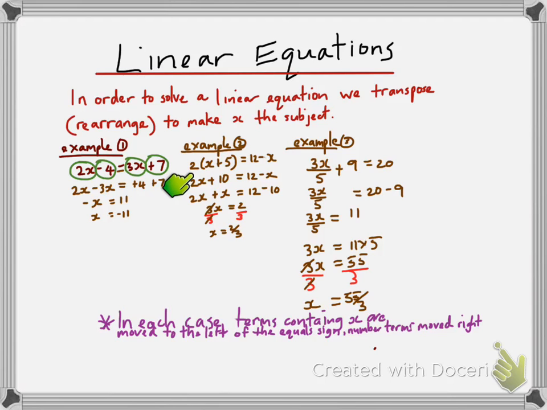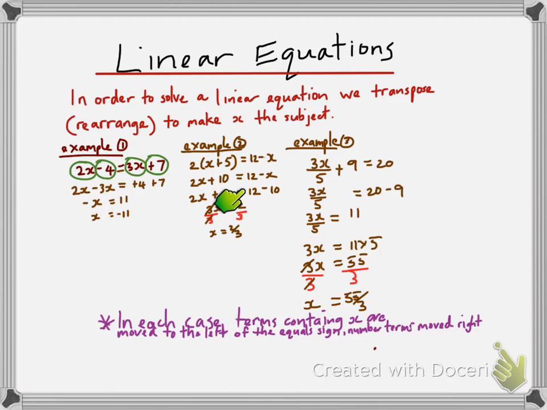As a general rule, it's a good idea to expand brackets first. So we need to multiply all the contents of the brackets by 2. 2 times x gives us 2x, and 2 times 5 gives us the 10. Notice now that we have 4 terms. Let's bring our x terms to the left. 2x can stay where it is. This minus 1x can be brought across, so it's now plus x.